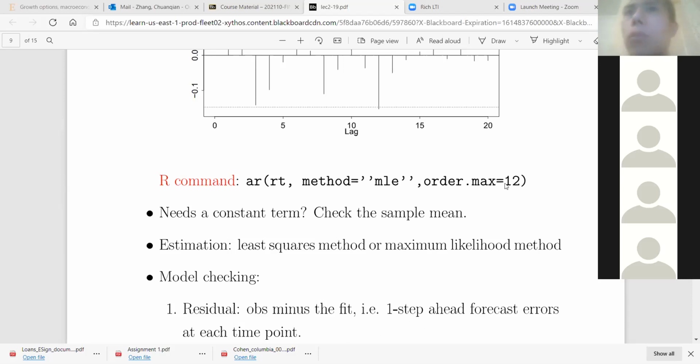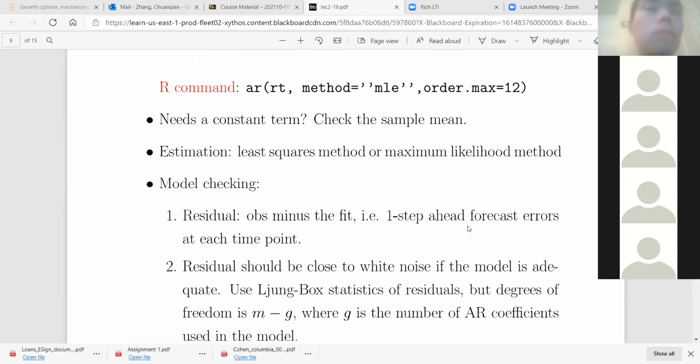So order.max equals 12 means you want to limit the search of the order to 12. Usually people don't want to go beyond that.